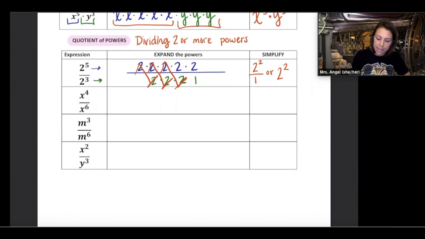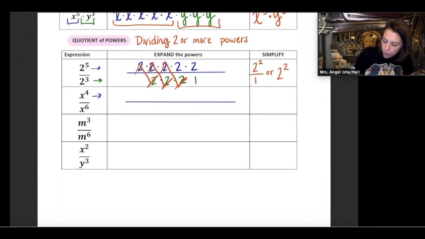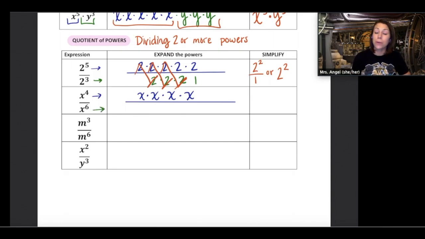Let's try our second example. Again, we're working with quotients, so I'm going to start with a fraction bar. And let's expand our first power. We have x to the power of 4, which is x multiplied by itself 4 times: x times x times x times x. Now we're going to expand x to the power of 6: 1, 2, 3, 4, 5, 6.